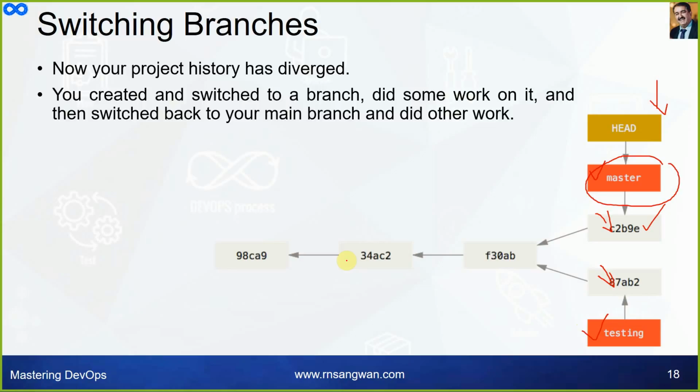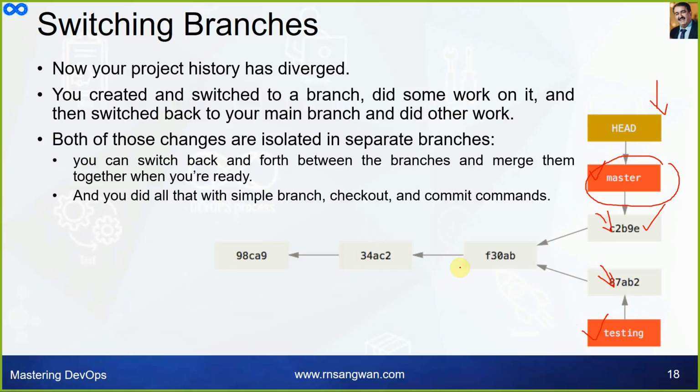You created and switched to a branch, did some work on it, and then switched back to your main branch and did some other work. Both of these changes are isolated in separate branches. That's what the point is, and that's what the benefit of Git actually is. This is the production level use case and requirement, maintaining multiple versions of the files. Now you see this is a different version, same file updated here, same file updated here. This is pointing to a different snapshot, this is pointing to a different snapshot.